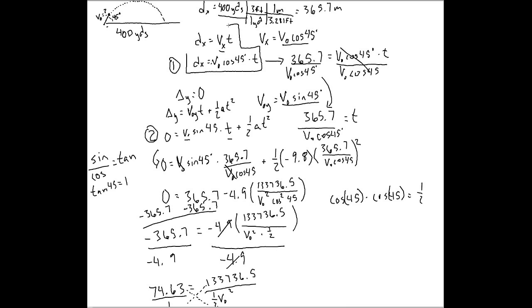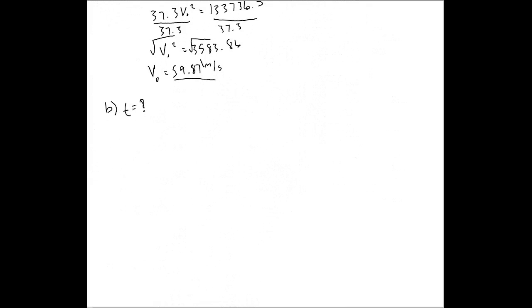dx equals vx times time, but since we don't know vx, we know v naught, we just calculated it. So dx equals vx times time, and to find vx, we use v naught cosine of 45 degrees. Well, we found out that dx earlier was 365.7. Now, v naught, we just found it out. It was 59.87 cosine of 45. Do you see how I just replaced vx? Right there. And then all of that times time.